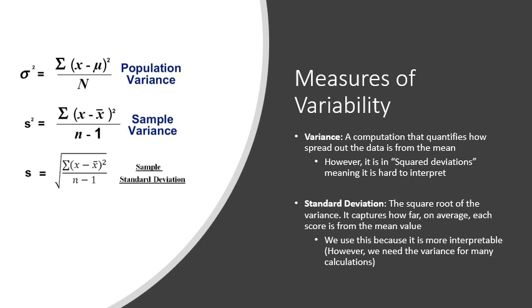We also have the standard deviation, which really is the same thing as the variance, but in a more interpretable way of looking at things. Standard deviation is the square root of the variance. It captures how far, on average, each score is from the mean value. Notice how we're talking about the mean value. We're not talking about the median or the mode. We're talking about specifically the mean. We use this because it's more interpretable. Whatever distance we are from the mean is the actual distance. It's not in a matter of squared deviations anymore. However, again, we need the variance for many of these calculations.